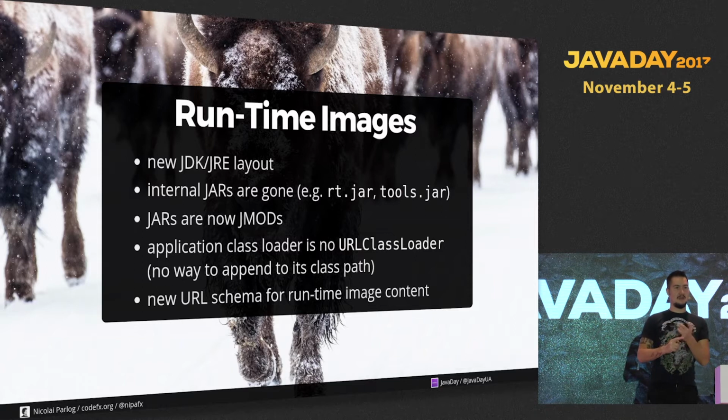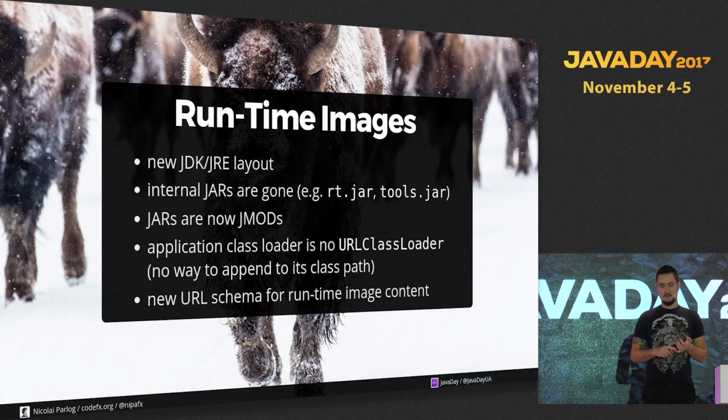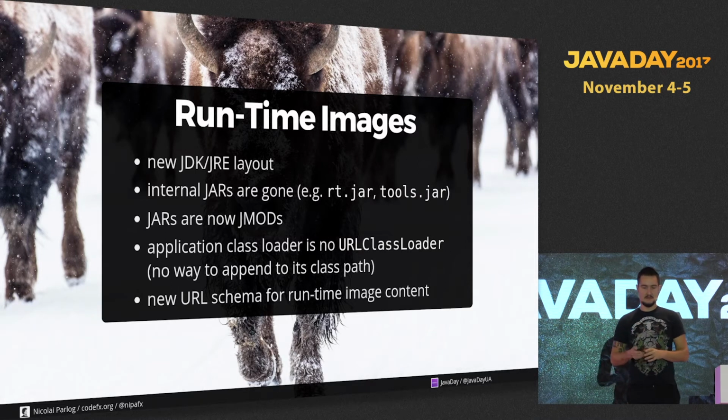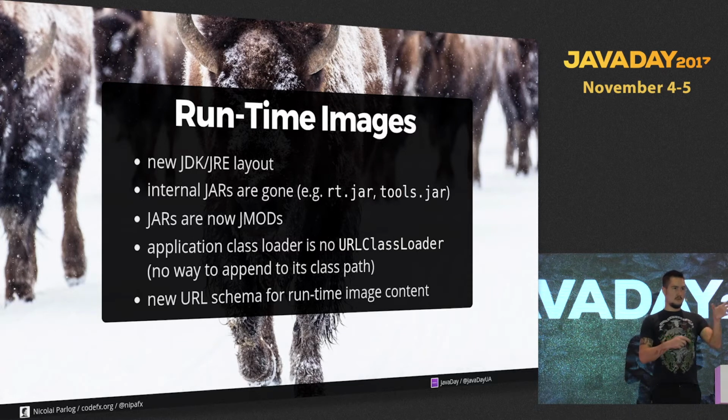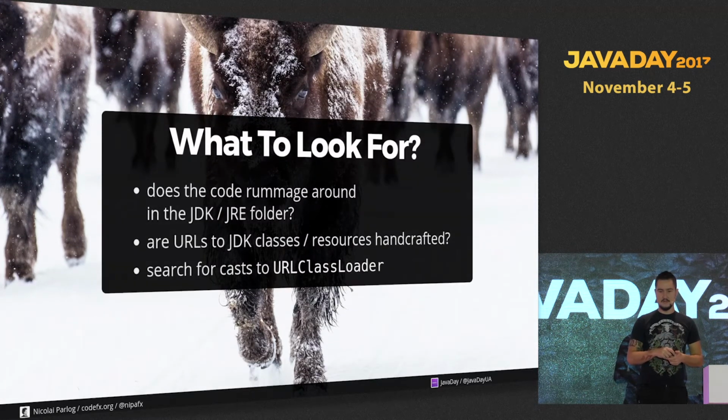Then the application class loader is no longer a URLClassLoader. We'll see what that means in the demo later, but this can actually cause problems if you have a custom-built plugin system. You might have cast the class loader to URLClassLoader, that will fail now. And if you've used URLs to look into runtime images for resources and stuff, then this URL schema changed. So if you build these URLs yourself by hand, then that won't work. If you just take a URL from one API and give it to the next, that works. But if you take them apart manually or put them together, it will likely fail because they changed the way they look. So what do you do?